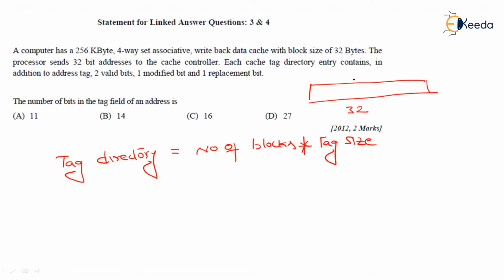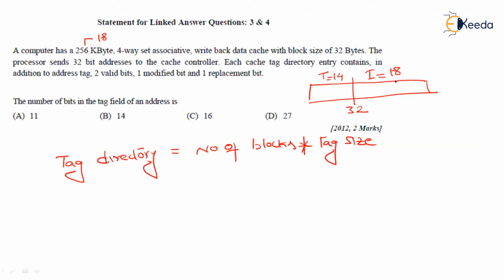Total 32 bits initially will be divided into index plus tag. This practice we already did in the previous session, but once again I'm going to explain it. What is index? Index is equal to cache size. Cache size is equal to 256 kilobytes. In order to represent a 256 kilobyte cache, we require 18 bits. So index is equal to 18 and the tag is equal to 14.